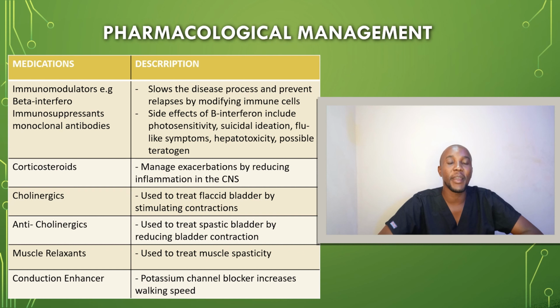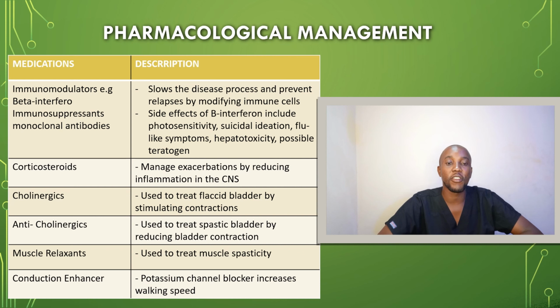The side effects of beta interferon, remember this, will include photosensitivity, suicidal ideation, so monitor for suicide in a patient using beta interferon. We have flu-like symptoms, hepatotoxicity, they cause damage to the liver. When I talk about hepatotoxicity, that's damage to the liver, and possible teratogen, remember that.